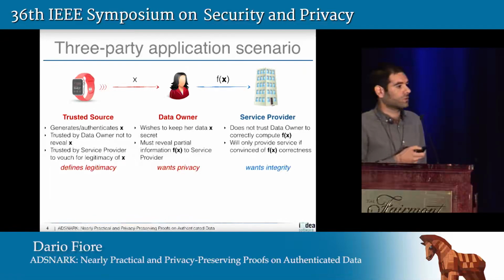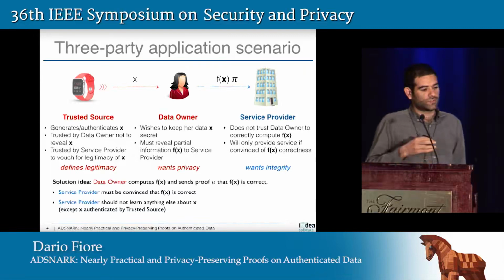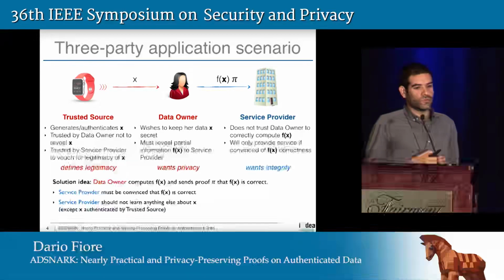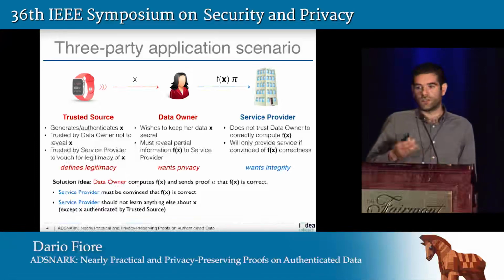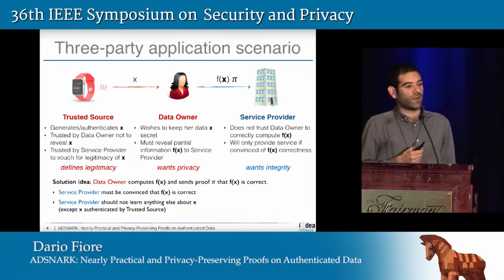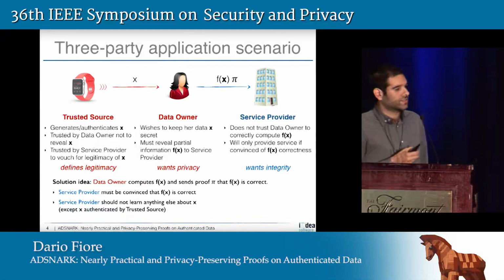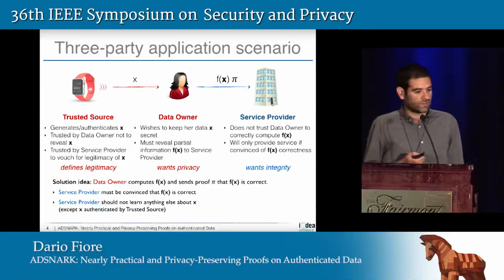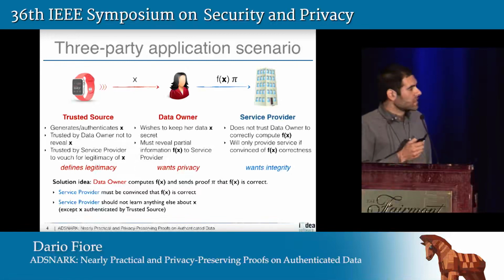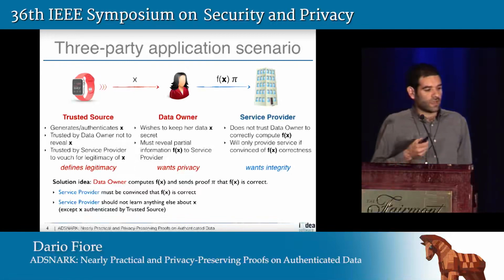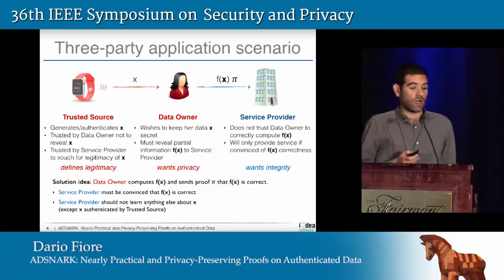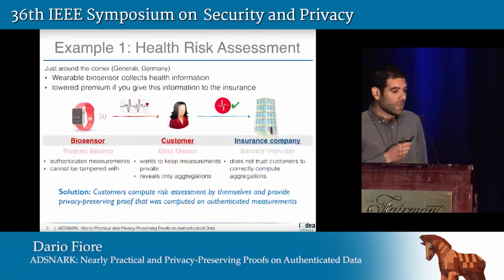The basic idea that we are going to push in this work is to have the data owner produce some proof which is privacy preserving. It should prove to the service provider that this f of x is correct, and it should not leak any more information about x. And also here, it's important that the service provider should be convinced that x has been authenticated by the trusted source.